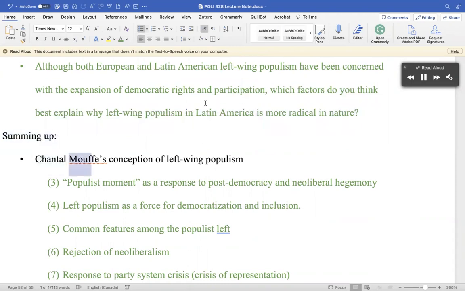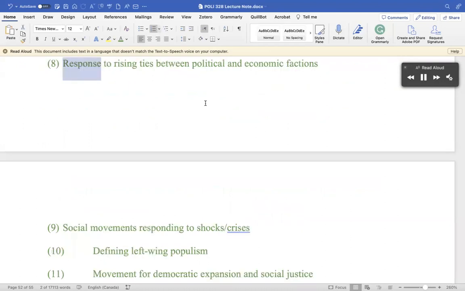Summing up, Chantal Mouffe's conception of left-wing populism. Populist movement as a response to post-democracy and neoliberal hegemony. Left populism as a force for democratization and inclusion. Common features among the populist left. Rejection of neoliberalism. Response to party system crisis. Crisis of representation. Response to rising ties between political and economic factions. Social movements responding to shocks and crises.